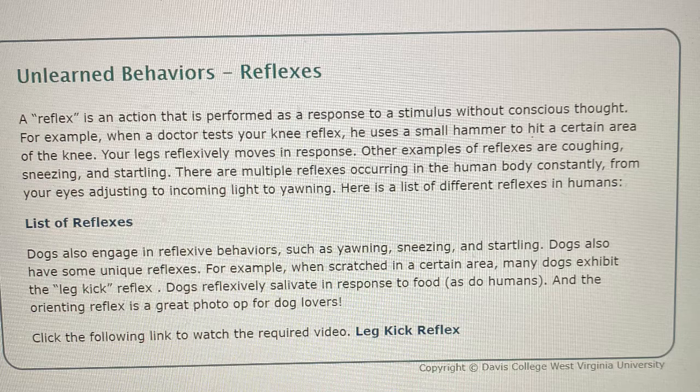Here is a list of different reflexes in humans. Dogs also engage in reflexive behaviors such as yawning, sneezing, and startling. Dogs also have some unique reflexes. For example, when scratched in a certain area, many dogs exhibit the leg kick reflex. Dogs reflexively salivate in response to food, as do humans, and the orienting reflex is a great photo op for dog lovers. Attached to the comments is the leg kick reflex video.